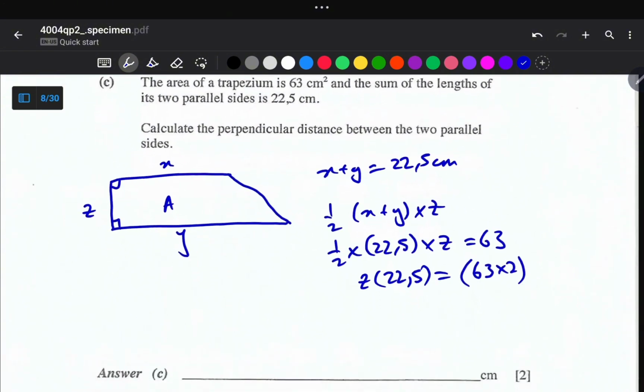Okay, so let us divide both sides by 22.5. This gives us z being equal to 63 by 2 divided by 22.5. So 63 by 2 over 22.5, this gives us 5.6. So z is equal to 5.6 centimeters. So this is the length of the perpendicular distance between the two parallel lines.